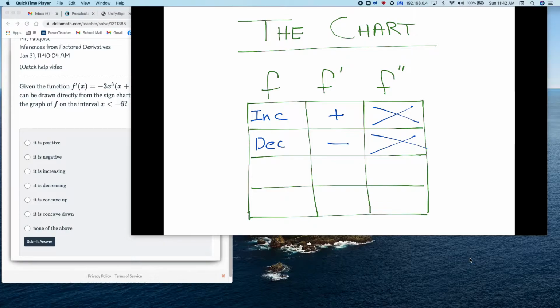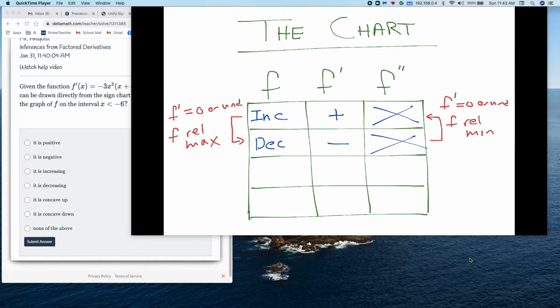Notice that if we go from the first line to the second line, f prime is going to equal 0 or be undefined, and f has a relative maximum. If we go from the second line to the first line, again, f prime is going to equal 0 or be undefined, and f has a relative minimum.